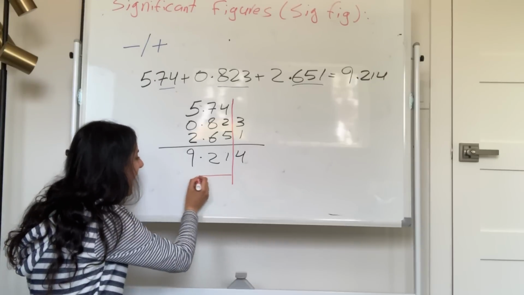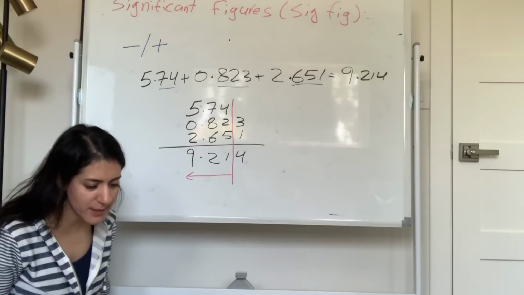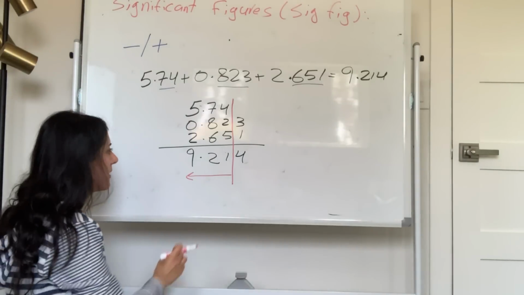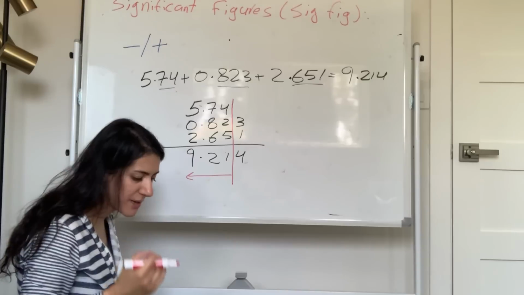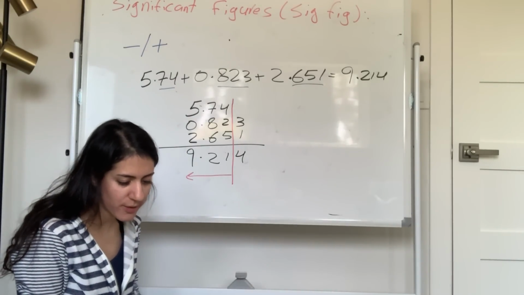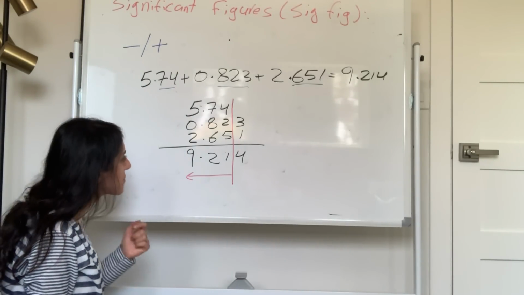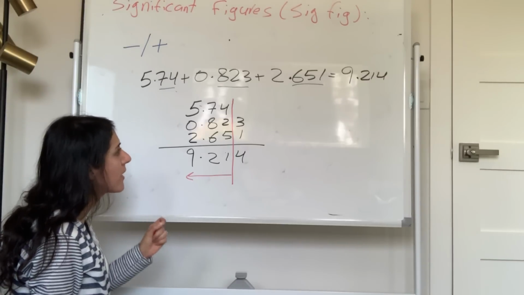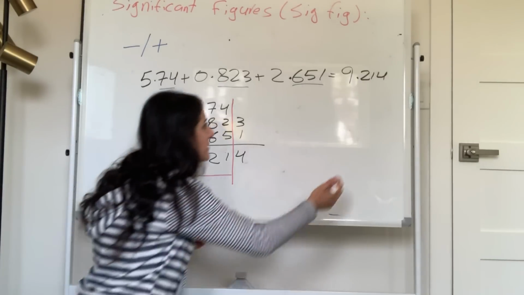Now, everything behind this line is going to determine my number of significant figures. So based on this, I have 3 sig fig. So I have 3 significant figures, 9.214. So this is 4.